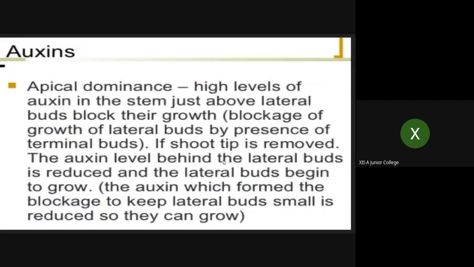Now what is that apical dominance? I'll tell you. High levels of auxin in the stem just above lateral buds block their growth. That is blockage of growth of lateral buds by presence of terminal buds. If the shoot tip is removed, the auxin level behind the lateral buds is reduced and lateral buds begin to grow. The auxin which forms the blockage to keep lateral buds small is reduced, so they can grow.